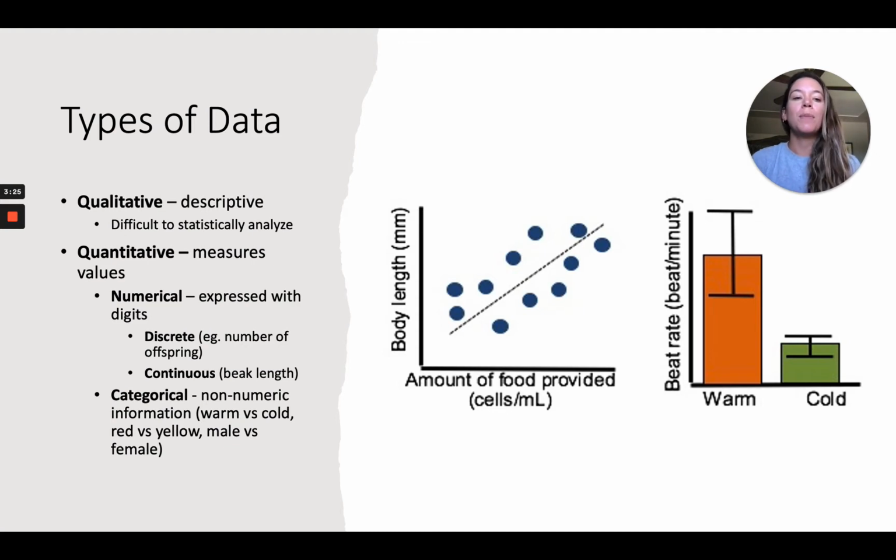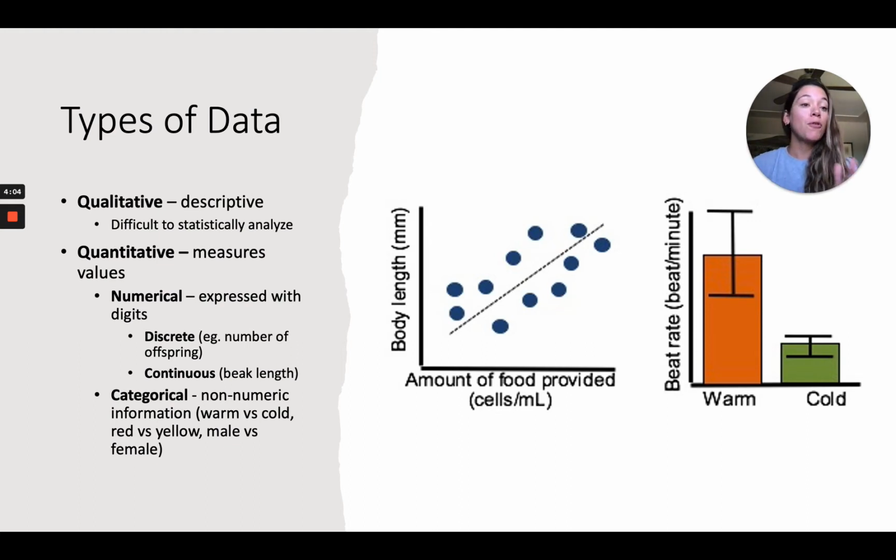So discrete numerical data is going to be composed of whole number integers. For example, the number of offspring that an individual has. This is going to be data that is countable. You can't have a fraction of an offspring, right? The other type of numerical data is continuous data, which on the other hand is not countable. For example, beak length. You could measure the beak of a bird and have a fraction of a measurement, like 2.56 centimeters. Okay, so that's numerical data.